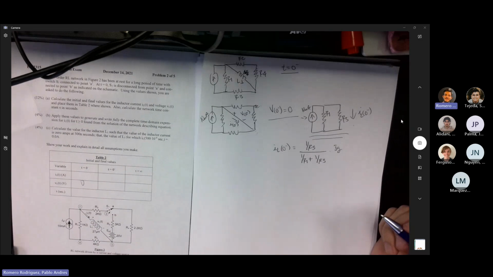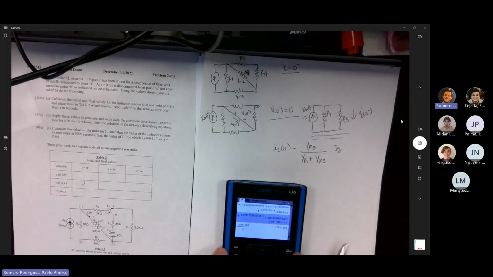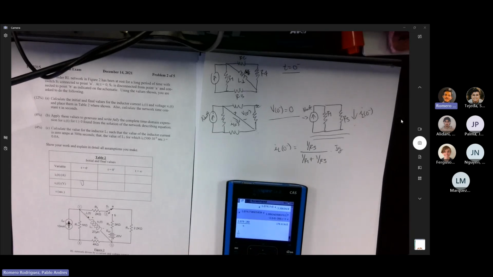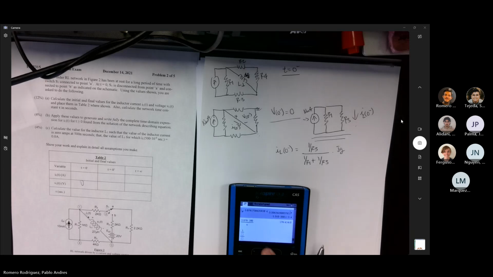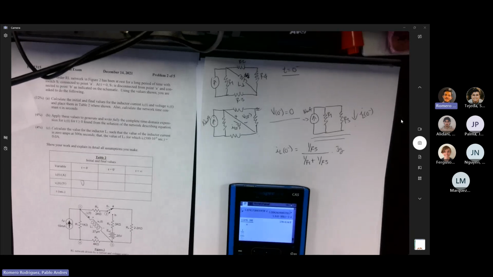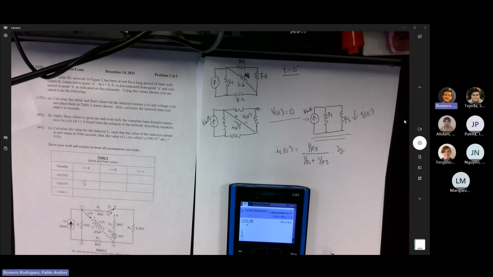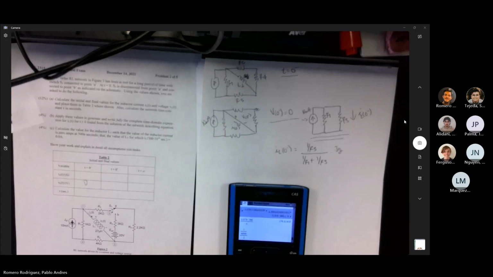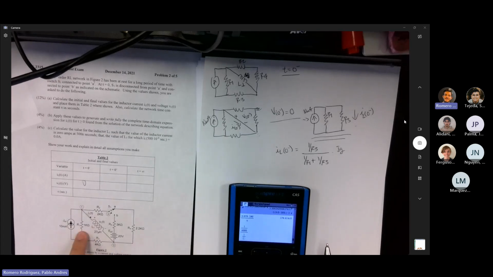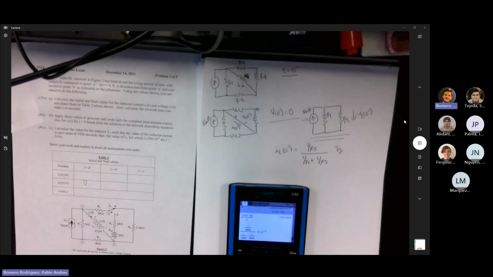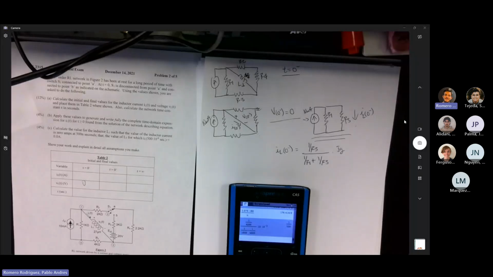Right. So in theory, 1 over, what is that? R3 is 4,000 and R1 is 1,000. Multiply that by 10 times 10 to the negative 3, since it's milliamps, right? I'm going to get 2 milliamps.